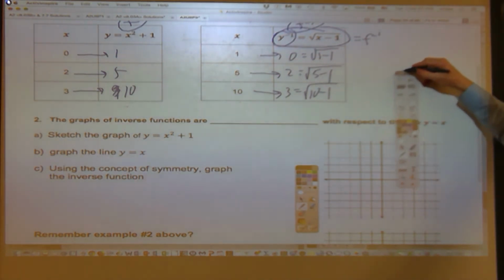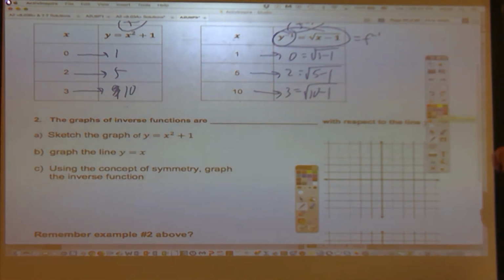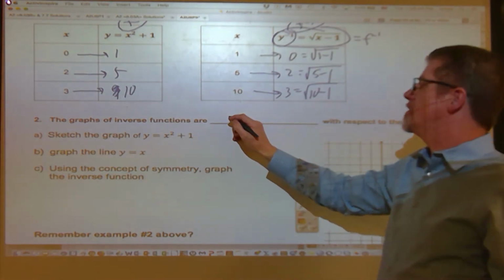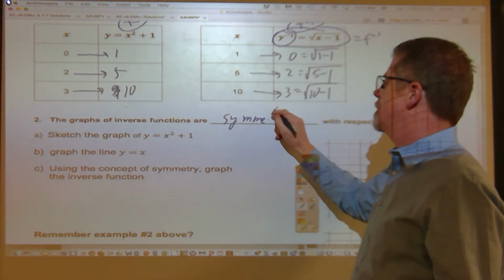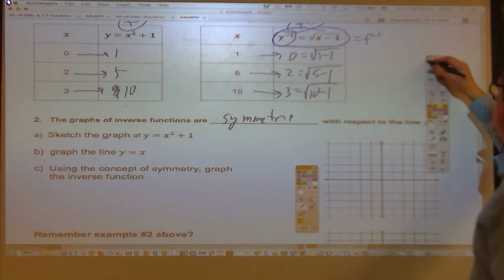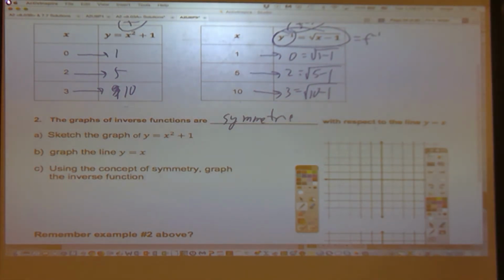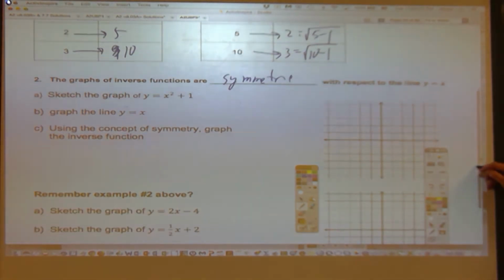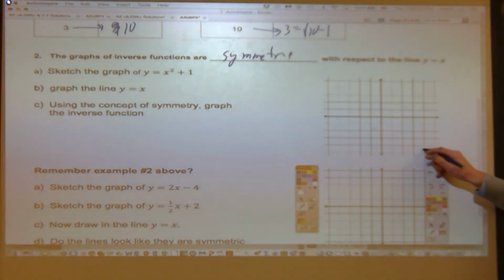Okay, so here we go. And now, for the beauty aspect of these graphs in the lesson. They are beautifully symmetric with respect to the line y equals x. So basically here in problem 2, they just want you to enjoy the beauty.